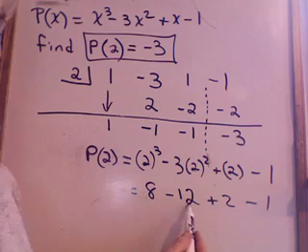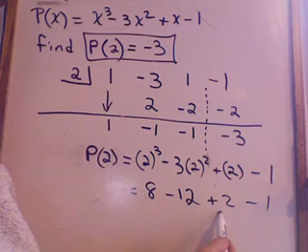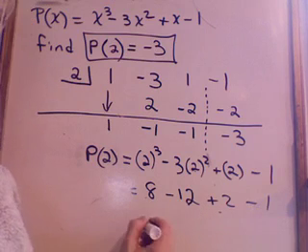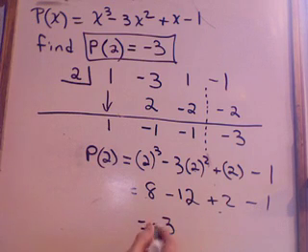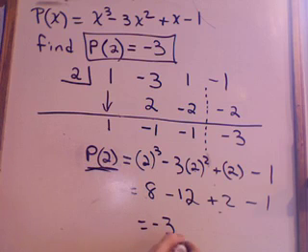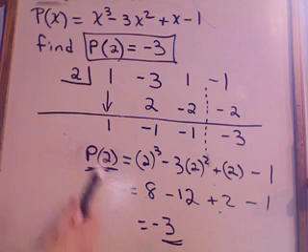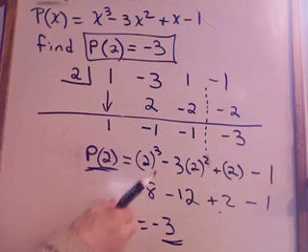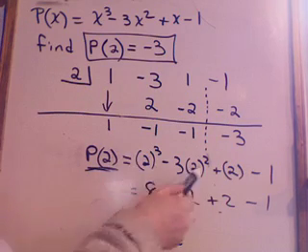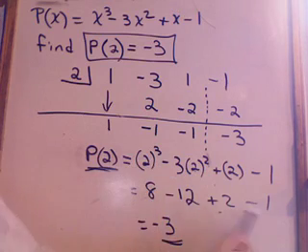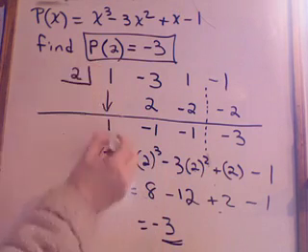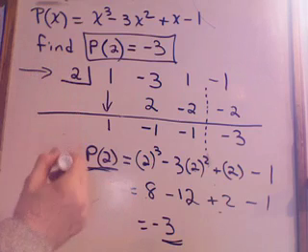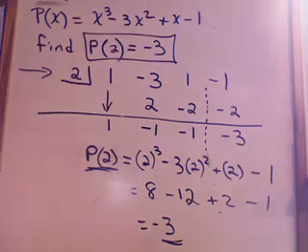So now let's figure that out. 8 take away 12 is negative 4. Plus 2 is negative 2. Minus 1 is negative 3. So I get negative 3 when I plug that in. I don't know if you noticed, but this method using synthetic, I didn't have to deal with the signs being tricky here or anything. It was a straightforward method. So synthetic ends up being quicker and a little bit safer in terms of making errors.